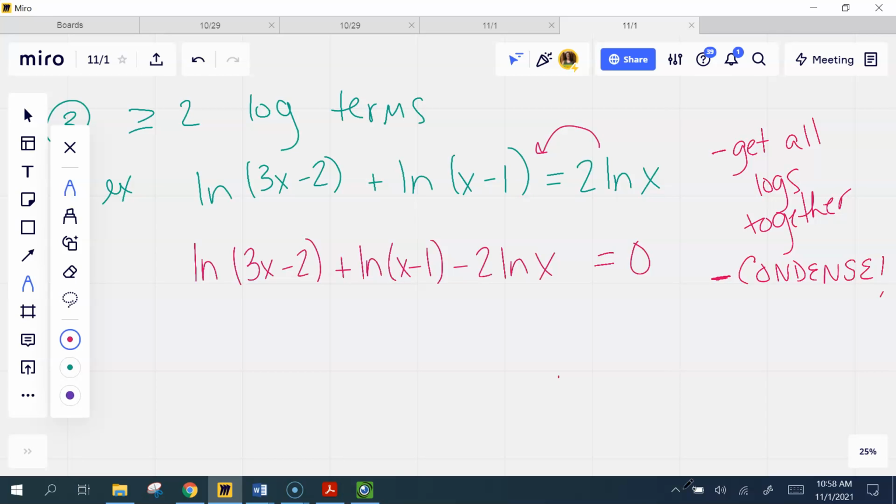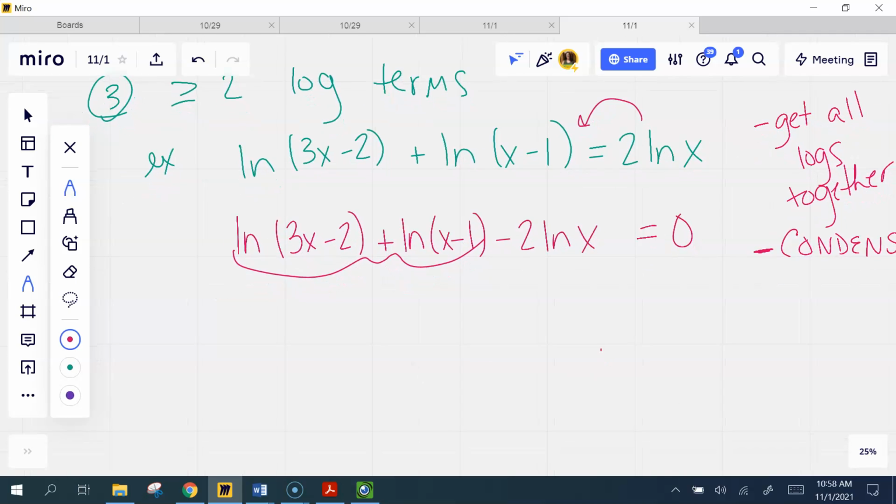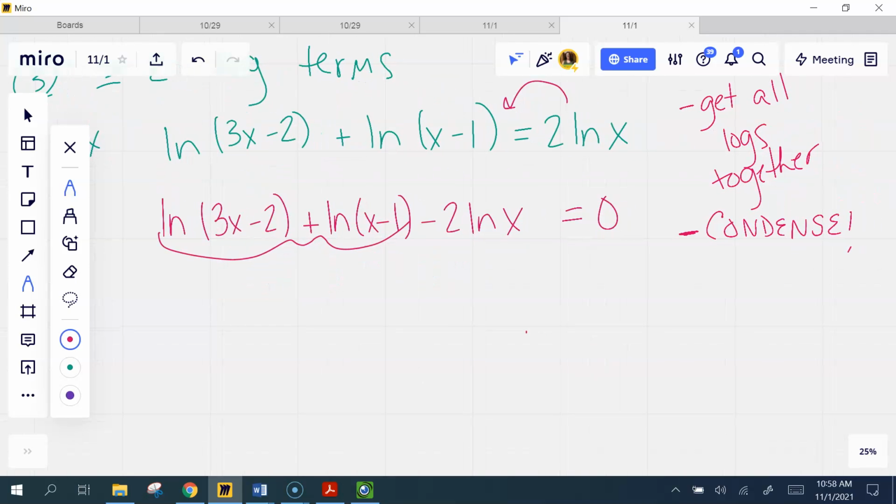We're going to condense what we can. Okay, so always go left to right. Here, I got a FOIL, yes. So I'm going to come off to the side here. 3x minus 2 times x minus 1 would give me 3x squared minus 6x minus 2x plus 2.